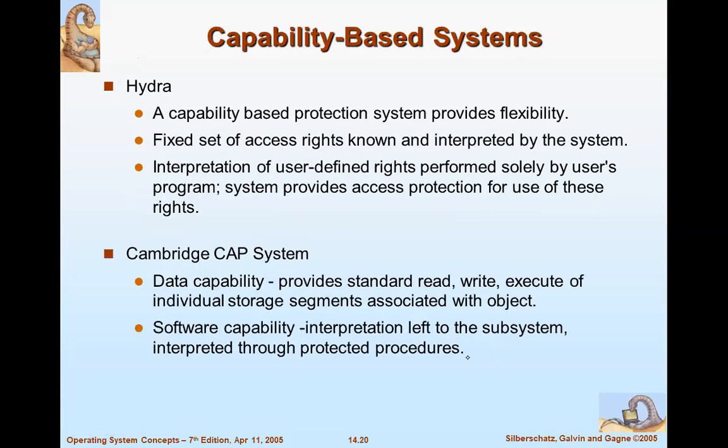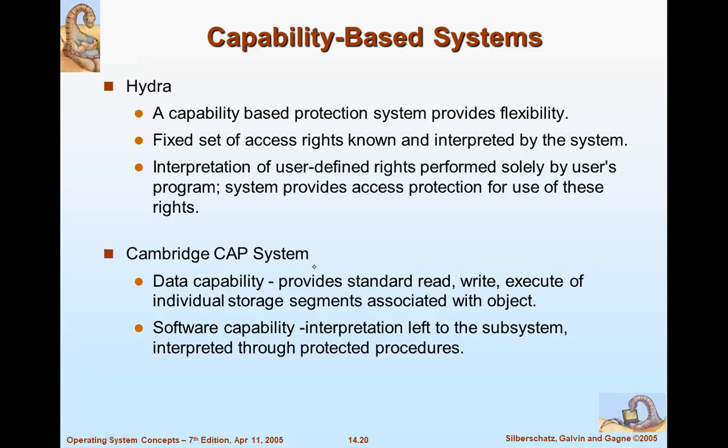There are certain capability-based systems, and the first one is Hydra, which is a capability-based protection system which provides flexibility and a fixed set of access rights known and interpreted by the system. The interpretation of user-defined rights is performed solely by the user program, and the system provides access protection for the use of these rights. So this is the first example, that is Hydra.